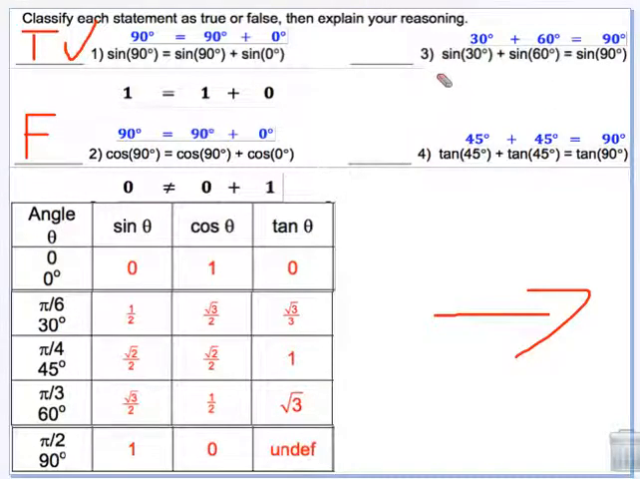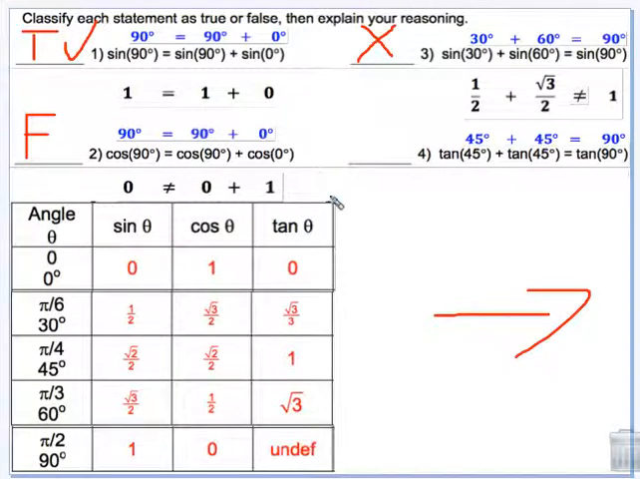Okay, let's look at problem number 3. You have sine of 30 degrees plus sine of 60 degrees equals sine of 90 degrees. So let's check that out. Sine of 30 degrees is 1/2. Sine of 60 degrees is square root of 3 over 2. So we have 1/2 plus square root of 3 over 2. And then sine of 90 degrees equals 1, or should equal 1. So if we plug that in and set up all our ratios, we notice that this equation is wrong. 1/2 plus square root of 3 over 2 does not equal 1.